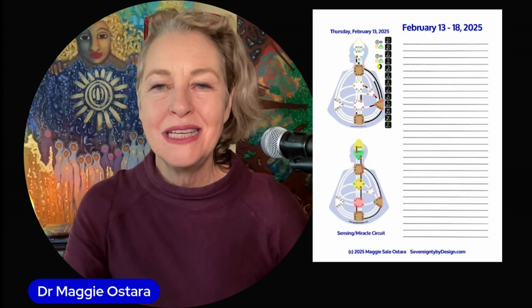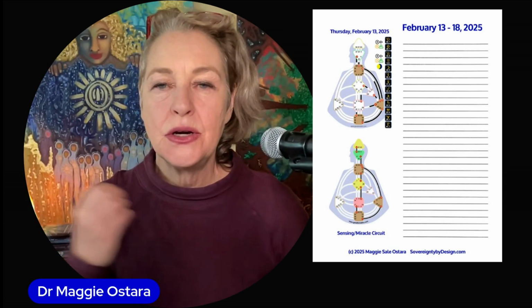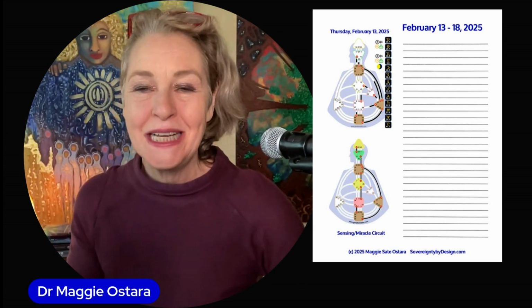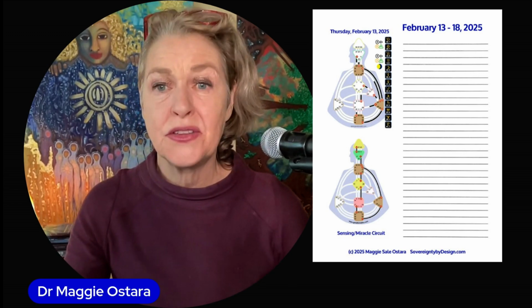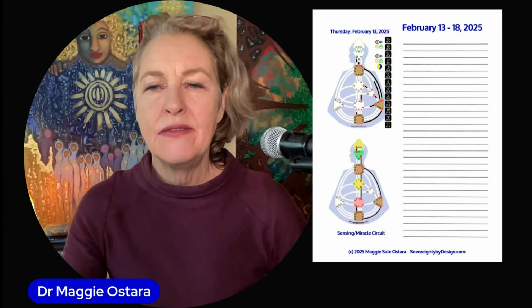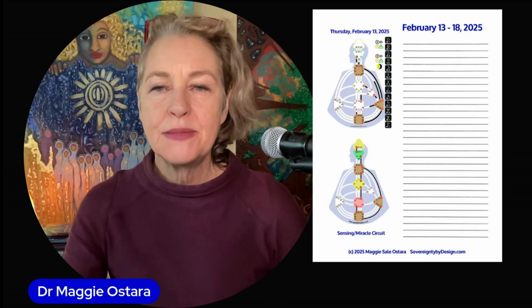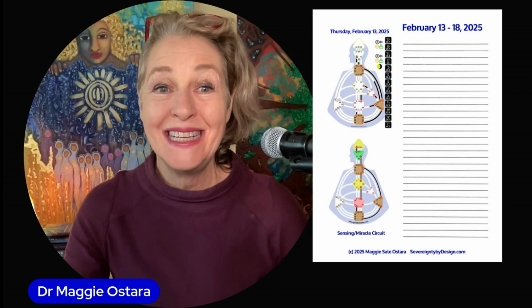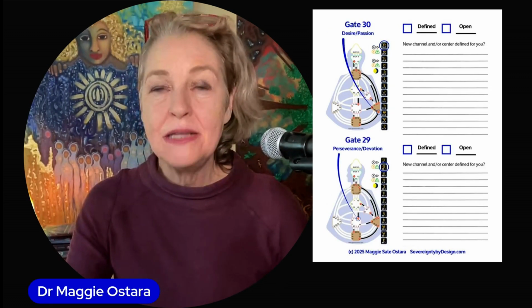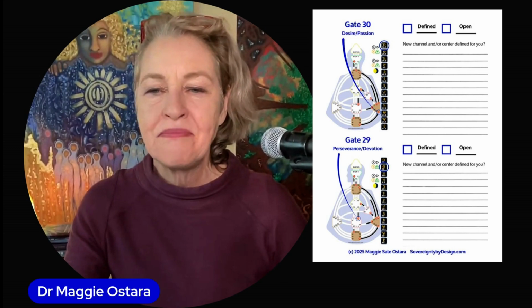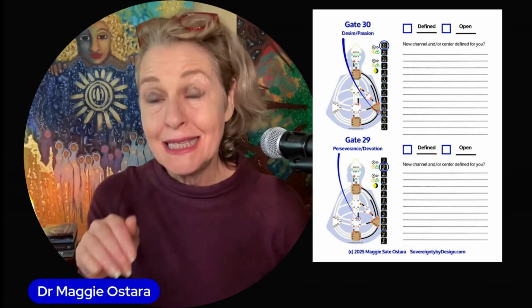And okay, so this is where we're at right now, where I'm recording this. And so, because it's Valentine's Day, it's February 14th. And so here's the chart that we have for this particular transit. And we have the sensing circuit highlighted here. And that's because we have the sun in the gate 30, and then the earth is in the 29. Okay, so here we've got the sun in the 30 and the earth in the 29, and both of them are in the sensing circuit.